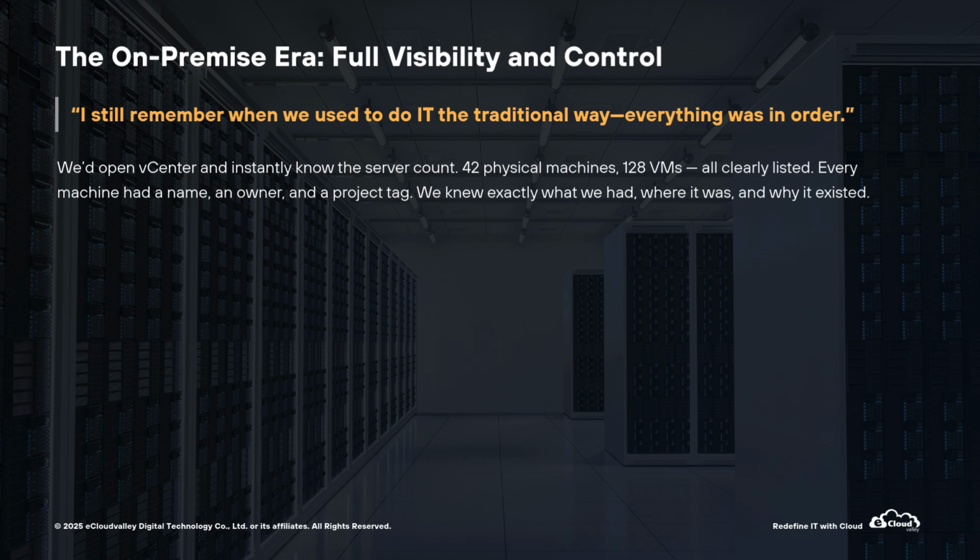Let's take a quick trip back to the on-premise days. Back then, if you asked me how many servers we had, I could just open vCenter and tell you immediately. We have 42 physical machines running 128 VMs. Every single one had a name, an owner, and a project tag. We knew exactly what we had, where it was, and why it existed. It was an era of clear visibility and complete control.